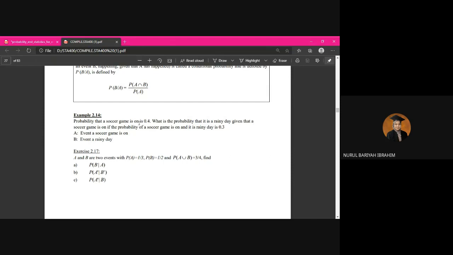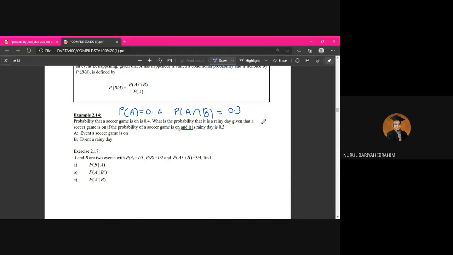Okay, and then the information also gives us the probability of the soccer game is on, which means we have the value of probability of A. A, game is on. Probability of A is 0.4. And then also given the probability of a soccer game is on and it is a rainy day. What does that mean? It means the probability of event A intersect event B, it is a rainy day, is 0.3.